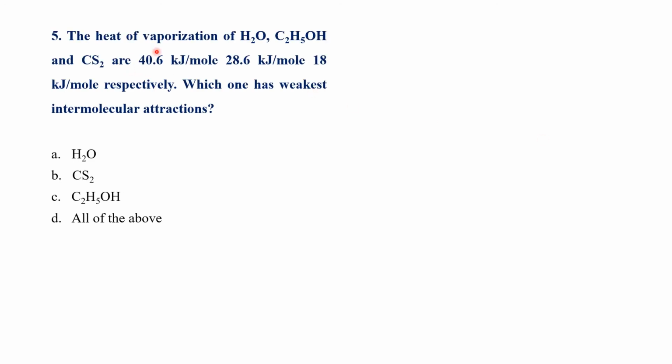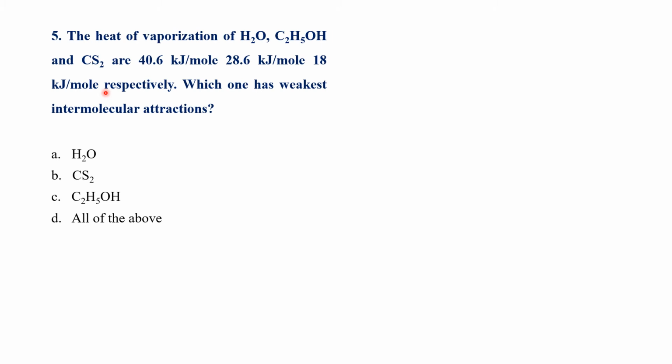The heat of vaporization of water, ethanol and carbon disulfide are 40.6 kJ per mole, 28.6 kJ per mole, 18 kJ per mole respectively. Which one has the weakest intermolecular attractions? So there are 3 compounds given and their heat of vaporization is also given. The heat of vaporization is defined as the heat given to 1 mole of a substance to convert it into the vapor form.